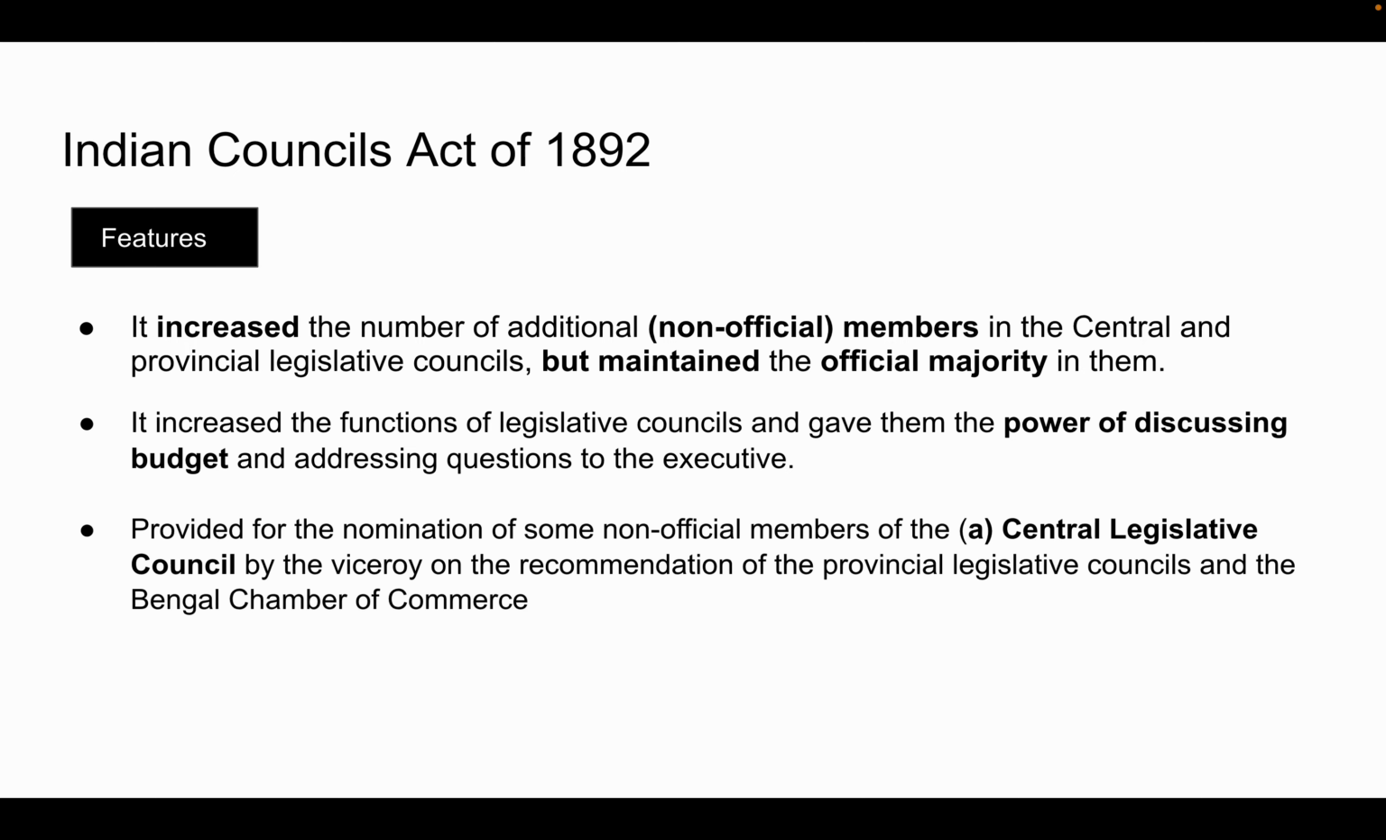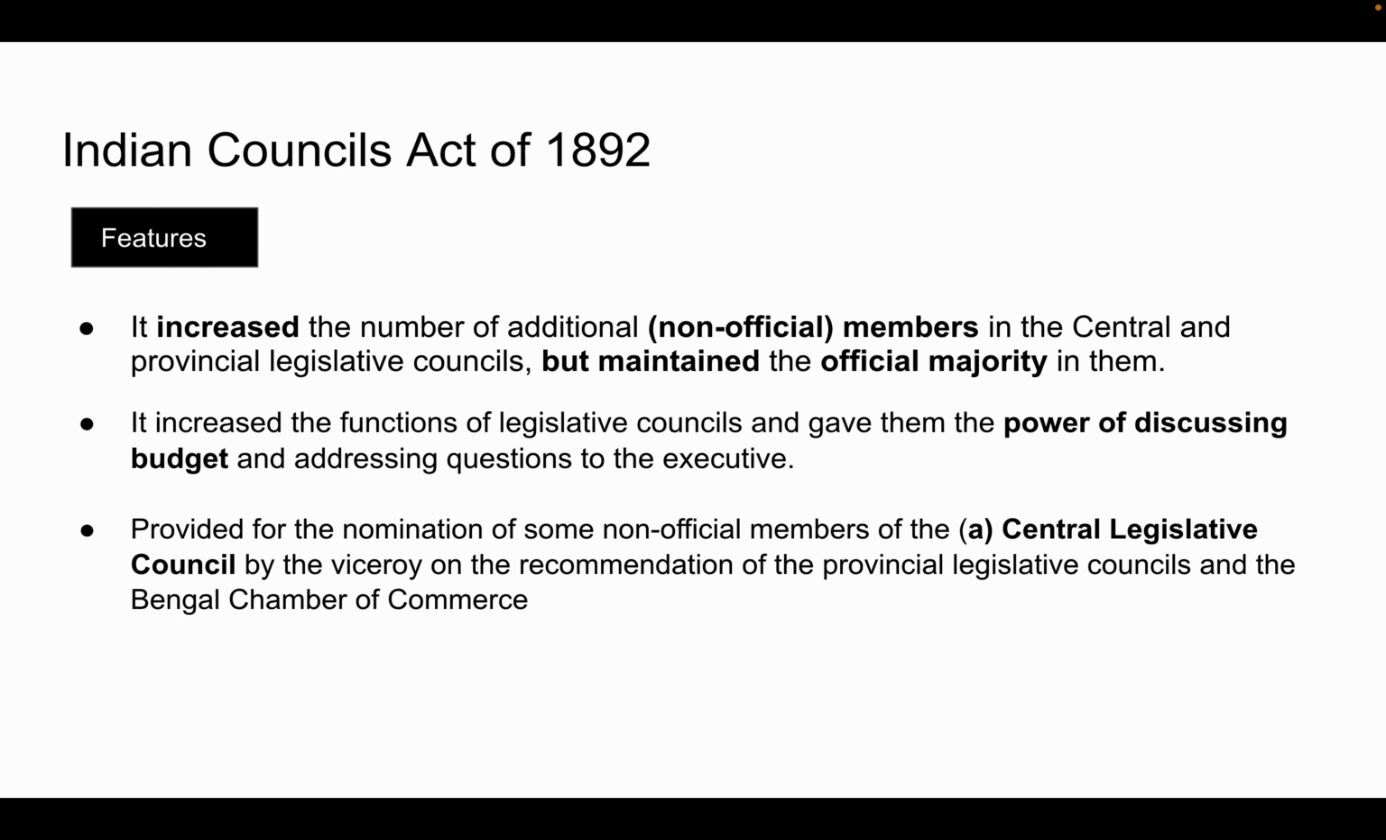Moving on. The third feature of this act was that it provided for the nomination of some non-official members to the Central Legislative Council by the Viceroy on the recommendation of the Provincial Legislative Councils and the Bengal Chamber of Commerce. Let us understand this point once again.